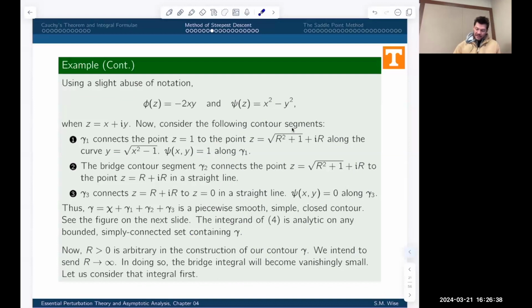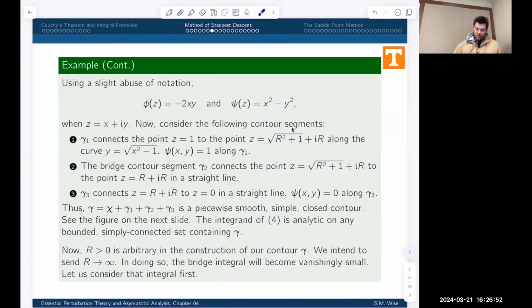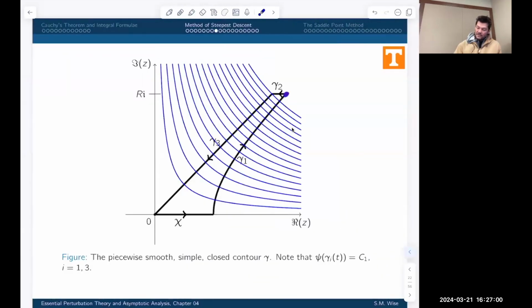I choose it by setting psi equal to 1. That tells me what this curve should be. Well, it doesn't tell me exactly because I have to choose either an upper branch or a lower branch. And I'm telling you, you need to choose the upper branch. Solve for y in terms of x. That gives you that curve. And that also tells you where you're going to stop. So you can easily see that that's the point that you need to stop at.